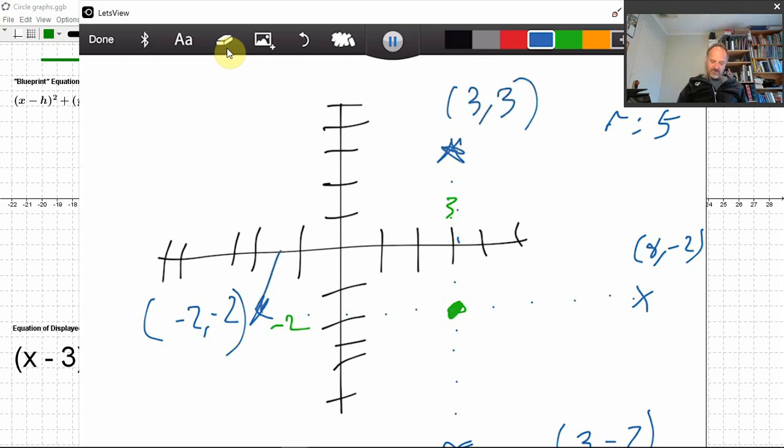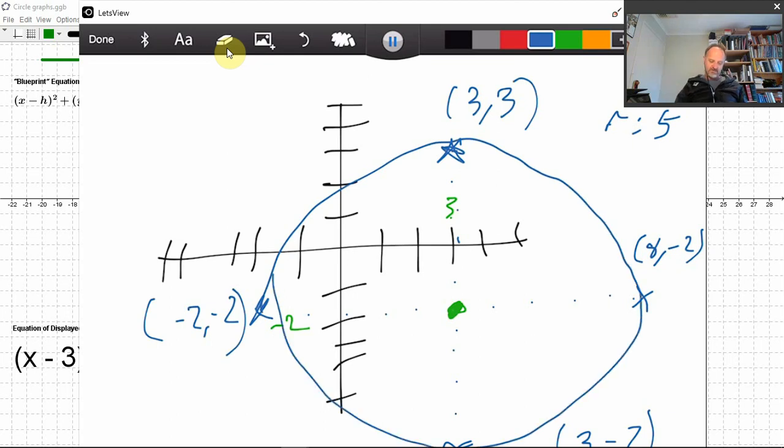And then we draw ourselves a beautiful circle. Oh, like so. There we go. Very artistic. All right, so there you go. There's how we would do that particular question.